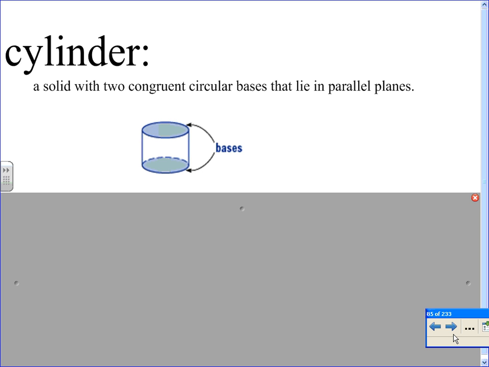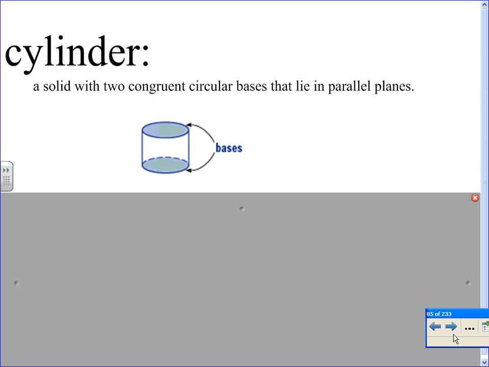Okay, so if you have room at the bottom or top of your notes, I want you to add this. A cylinder is a solid with 2 congruent circular bases that lie in parallel planes. And I actually want to show you guys that. So if this is our cylinder that I'm holding up, and we unfold it, it's kind of neat, okay?